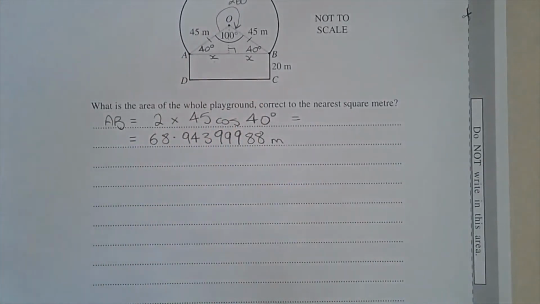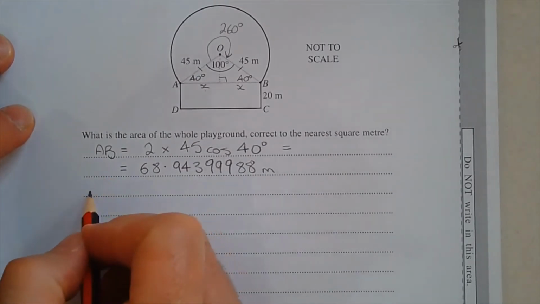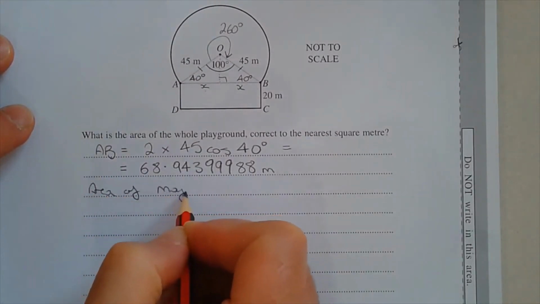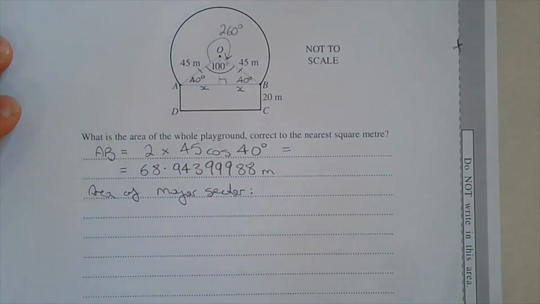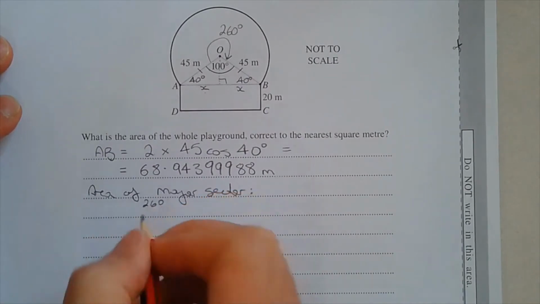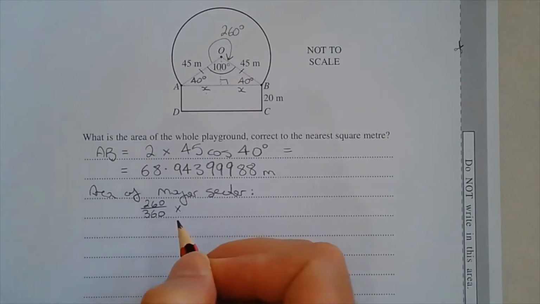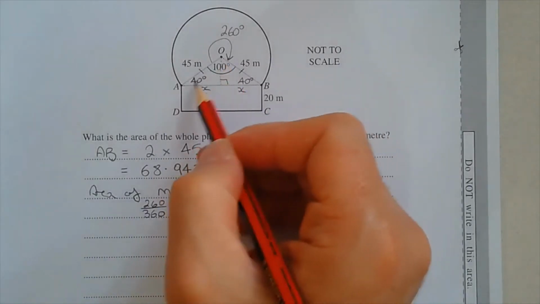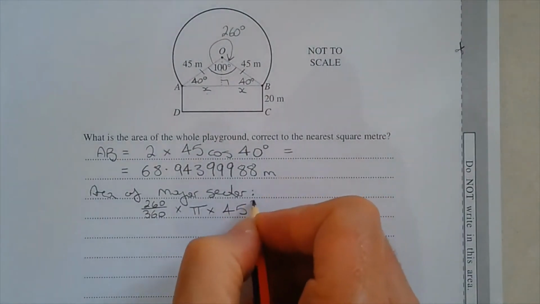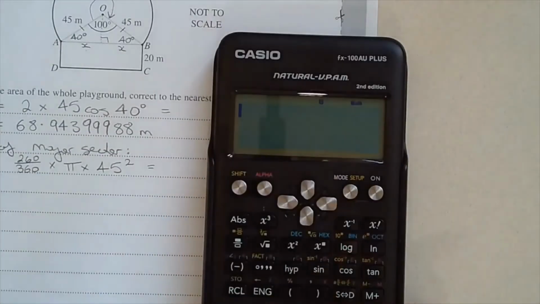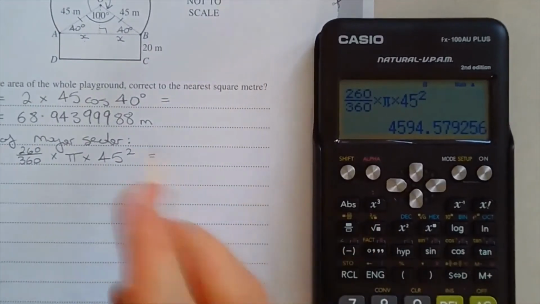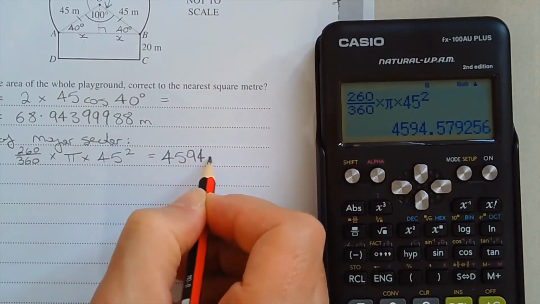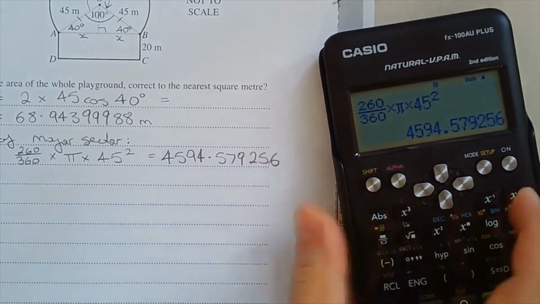Now that we have AB, we can proceed to answer the question. So area of major sector. The fraction of the circle that we have is 260 over 360. So 260 over 360 multiplied by pi r squared. So pi multiplied by the radius, which is 45 meters, and we're going to square that. 260 over 360 multiplied by pi multiplied by 45 squared, and we get 4594.579256 square meters.